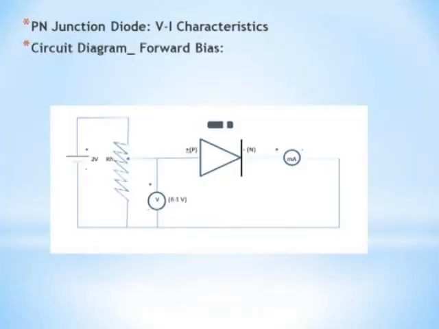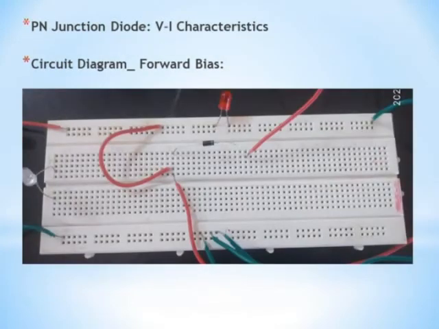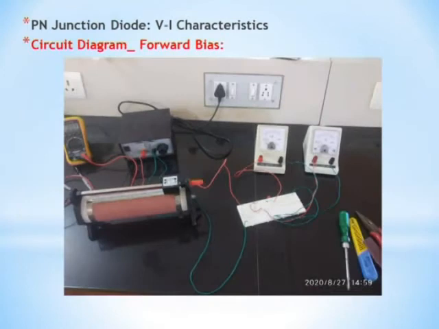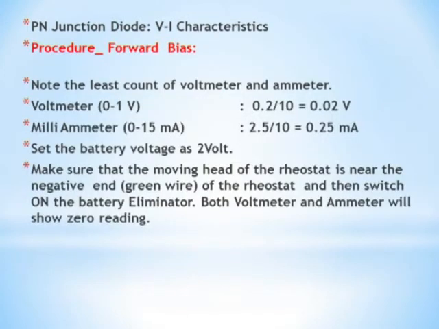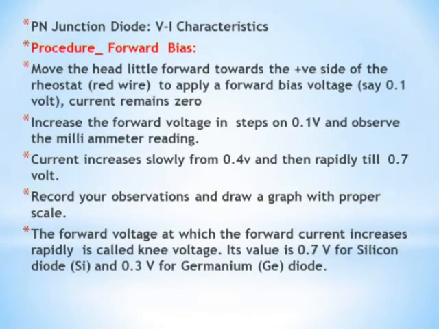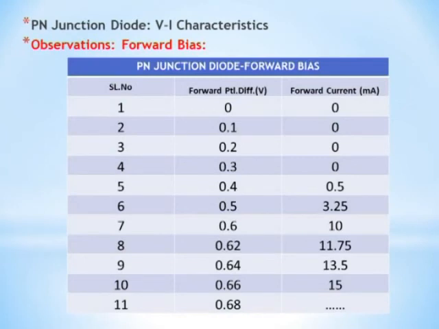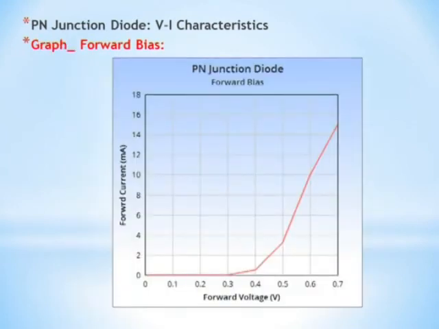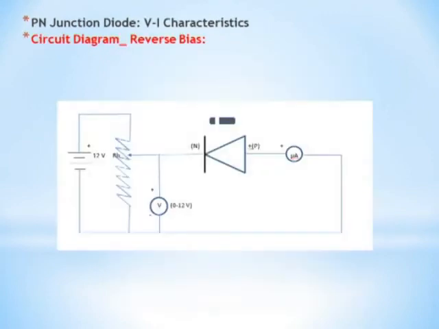Once again it is repeated: the circuit diagram with the diode symbol for forward bias, and in the breadboard how the diode is connected with other terminals. In this way the whole arrangement looks. Then here is the procedure, how to read the voltmeter and the milliammeter, the least count values, step by step procedure, followed by the sample reading. Here you can see the voltage starts from 0.4 and reaches the maximum by 0.6, 0.7. The graph will come somewhat like this.